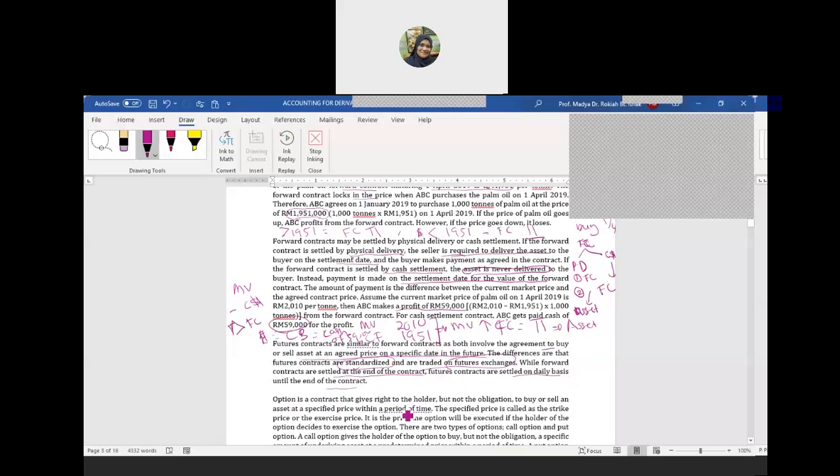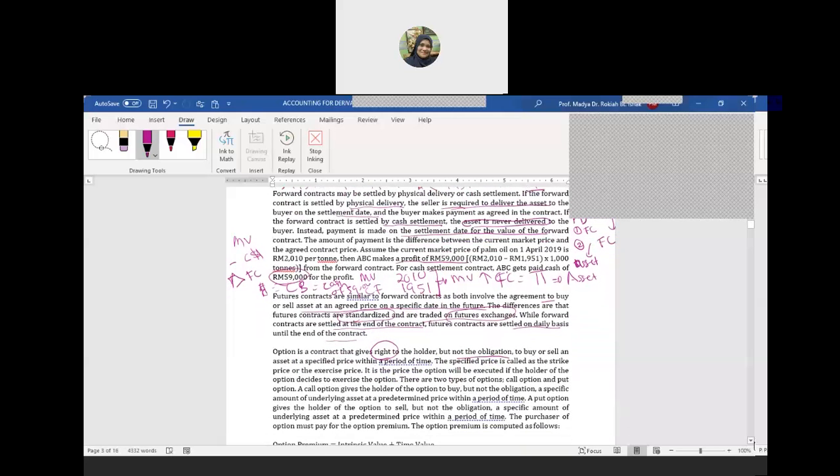And then the other one you have is the option. An option is a contract that gives the right to the holder, right only, not the obligation, to buy or sell an asset at a specific price within a period of time. The specific price here is called the strike price.